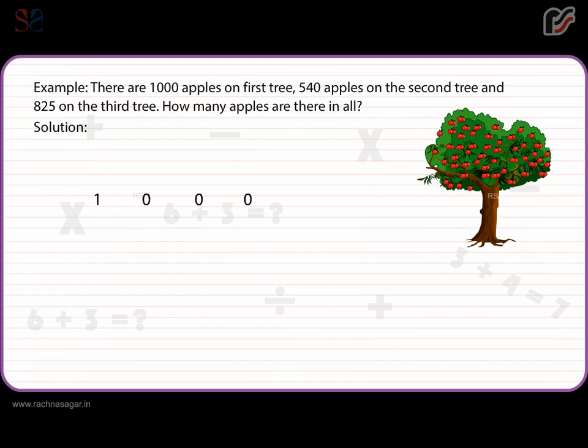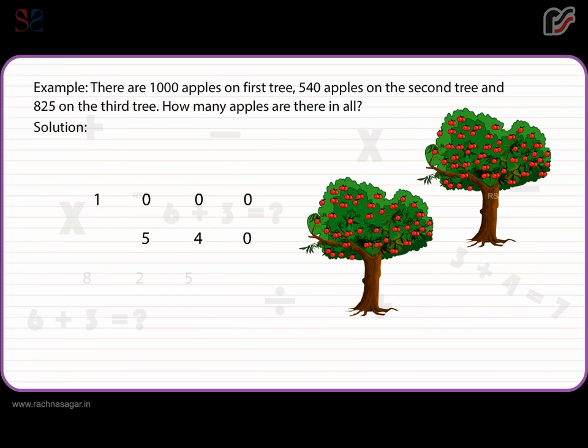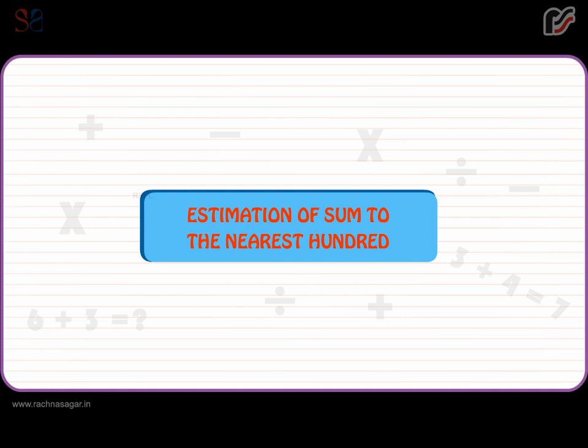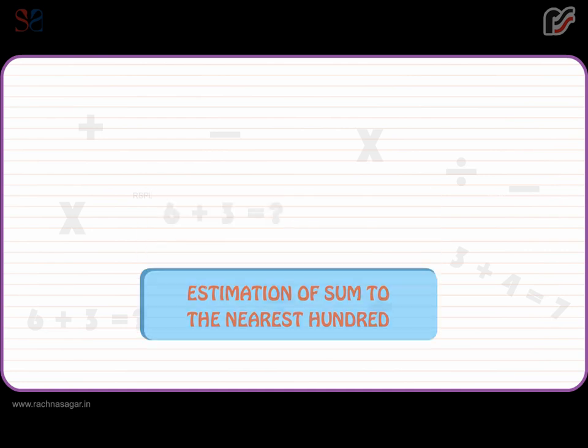Example: there are 1,000 apples on first tree, 540 apples on the second tree, and 825 on the third tree. How many apples are there in all? Apples on first tree is equal to 1,000. Apples on second tree is equal to 540. Apples on third tree is equal to plus 825. Total apples is equal to 2,365.